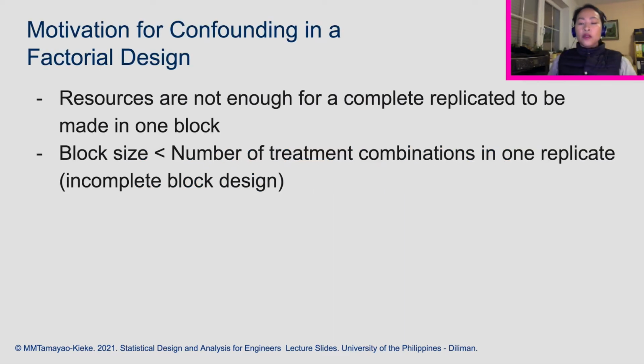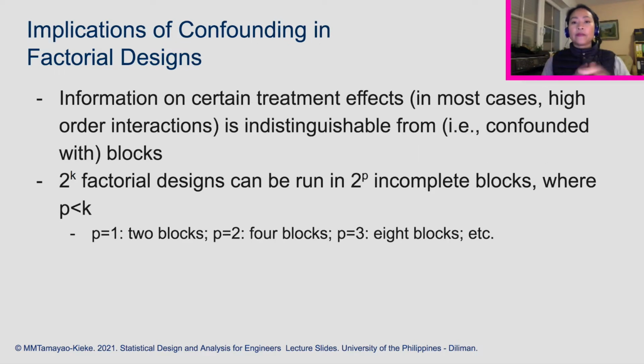Now, the motivation for confounding in a factorial design is when resources are not enough for a complete replicate to be made in one block. So if we cannot run all the treatment combinations for one replicate in one block, then we do confounding. When block size is less than the number of treatment combinations in one replicate, one method that we can adopt is confounding the factorial design.